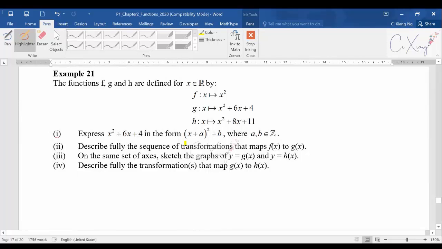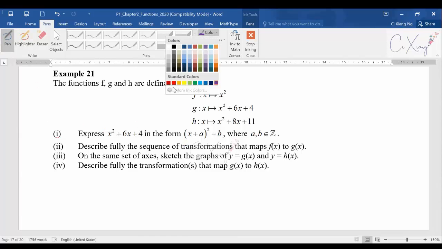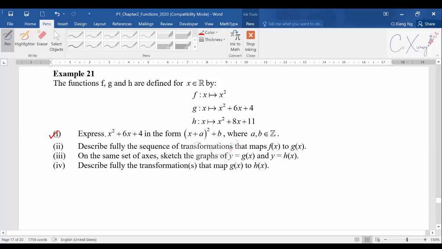So when we talk about example 21, what do we have here? First they want you to express x squared plus 6x plus 4 in this form. Again, to me this is quite basic, so please do it on your own. Your answer should be (x plus 3) squared minus 5.